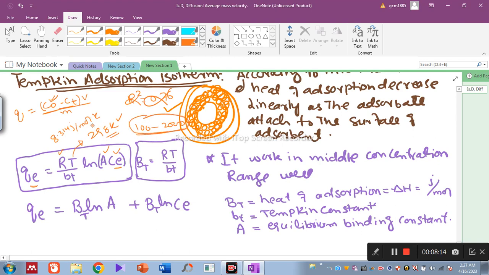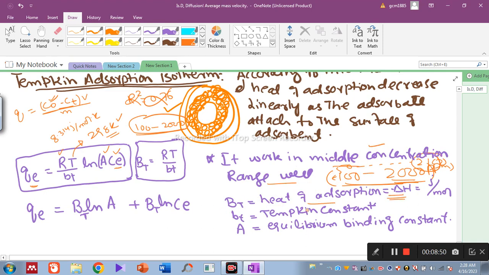So this is a good point about this adsorption isotherm, and this is the non-linear form. The beauty is that this works in the middle concentration range, so it means it works from some ppm to 2000 ppm. It can work below this also, like 50, 60, 70, 80, and above 2100. So it depends on our experimental conditions and the amount of adsorbent present in the solution. So that is the middle concentration range. BT is the heat of adsorption.